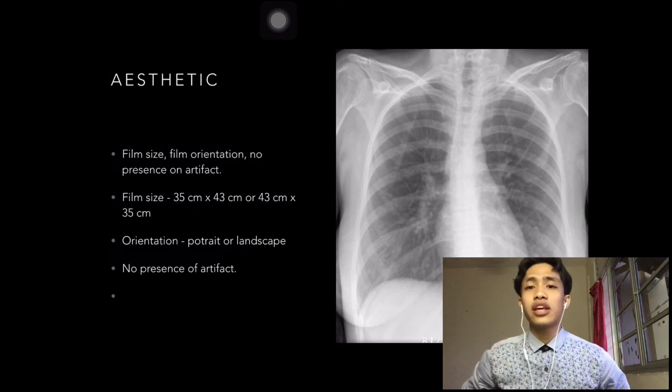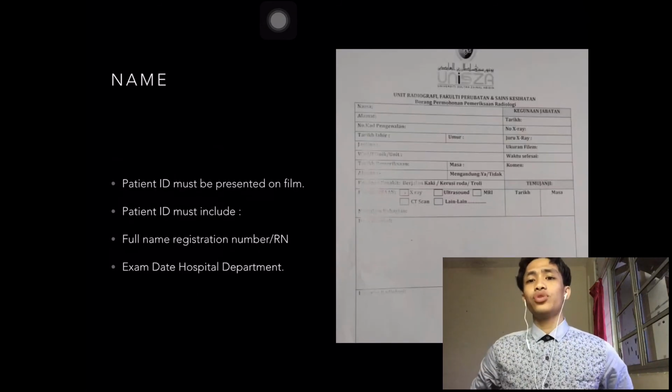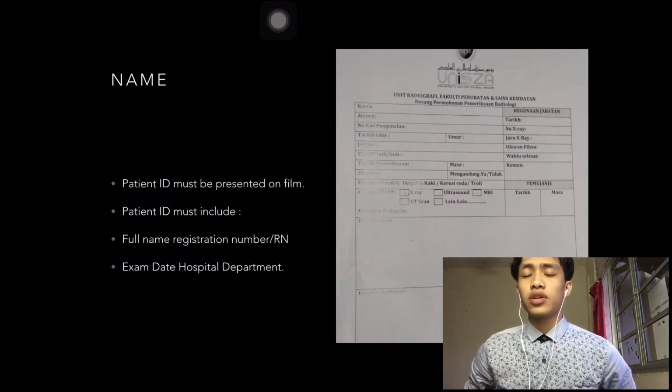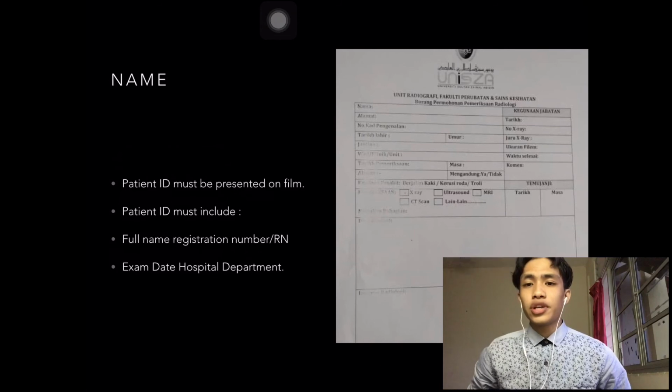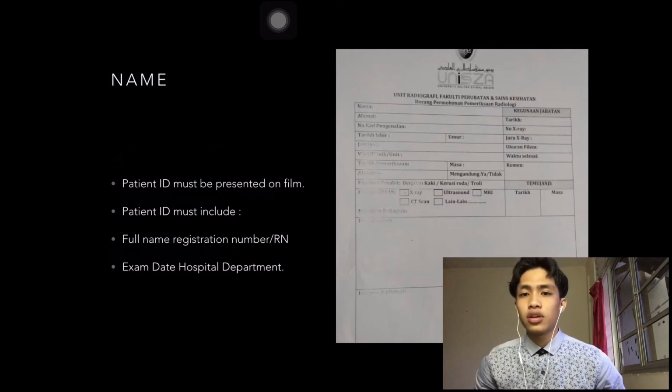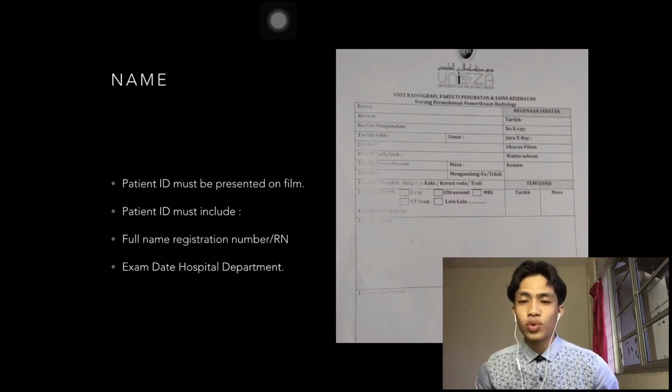And the N stands for name. The patient ID must be present on the film. We must put the patient ID on the film, so we don't confuse which one is Ahmad's film or which one is Zakwan's film. The patient ID must include the full name, registration number, which is RN, exam date, and hospital department. This one is very important for our radiograph to fulfill our job.